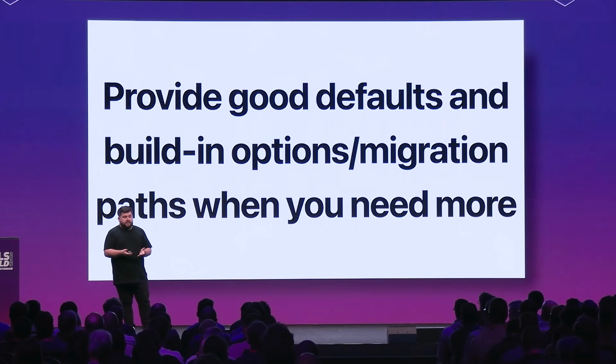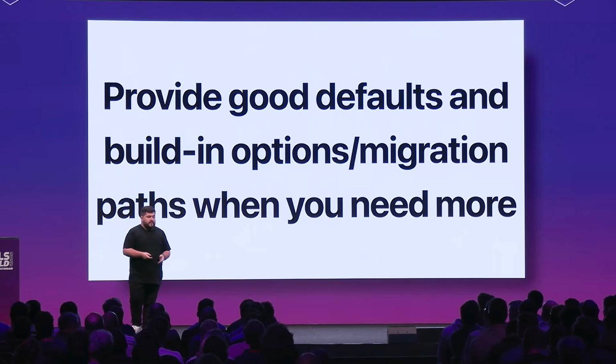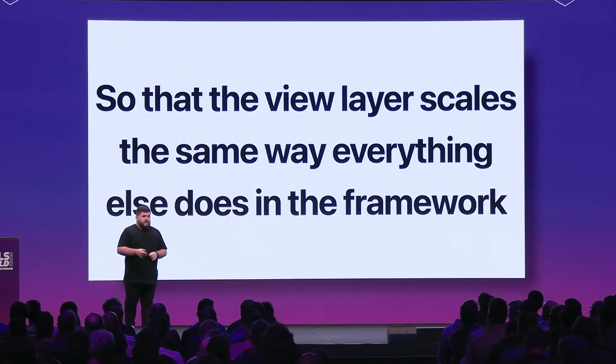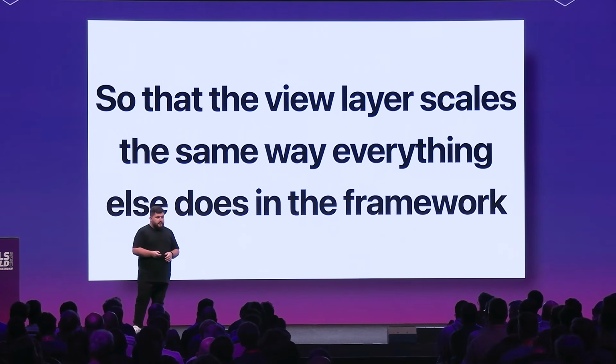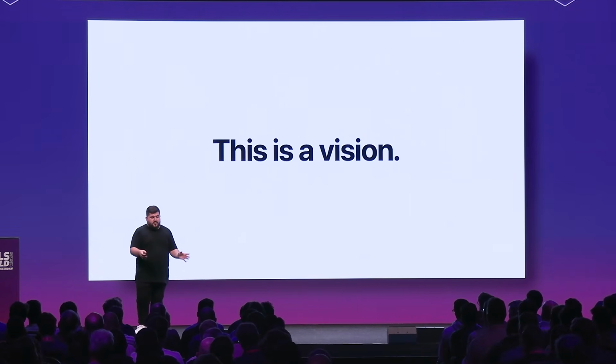We have been seeing a lot of advancements in that area, so it would be super neat to just fit it in here. Provide good defaults, that's what Rails is known for, and have all these built-in options and migration paths for when you need more. So that the view layer scales the same way as the rest of the framework does in Rails, like Active Record with multiple databases. But again, this is just vision talk.